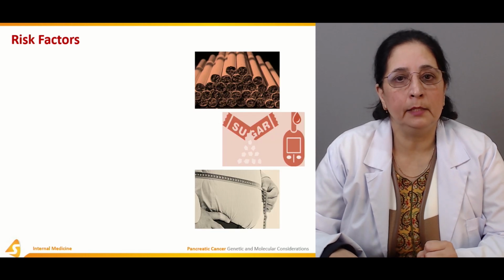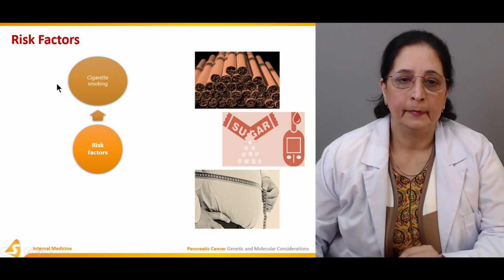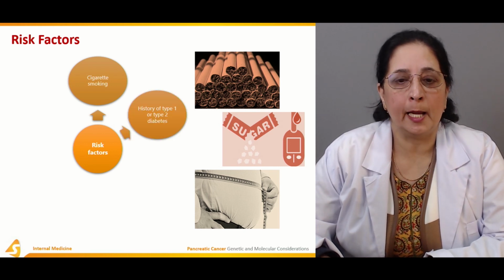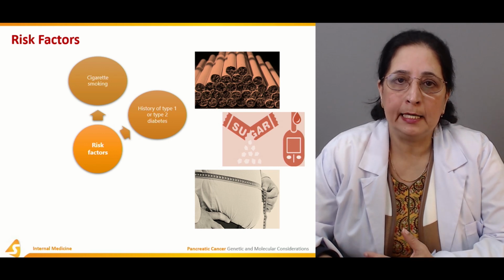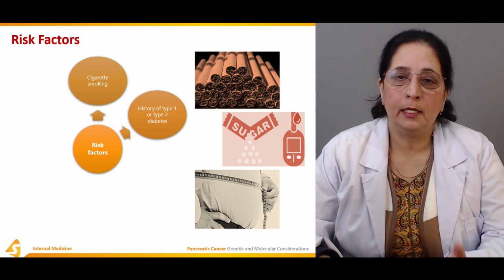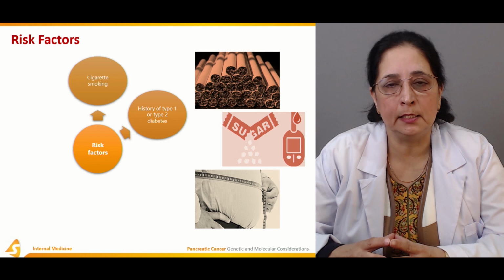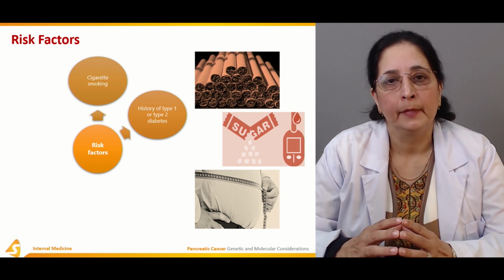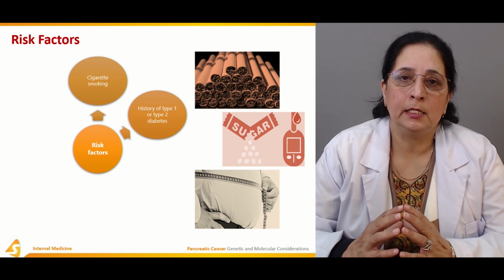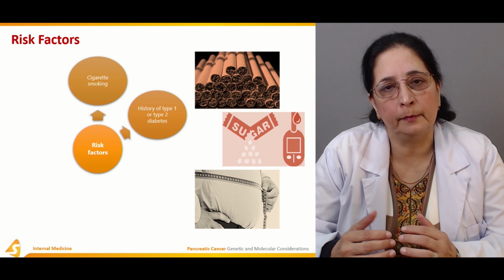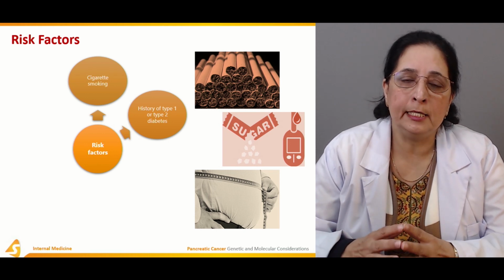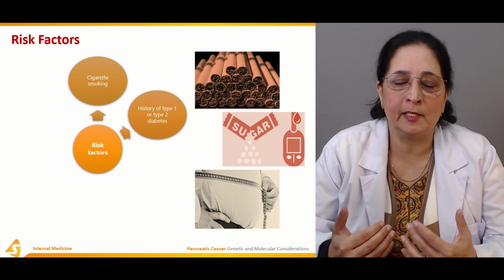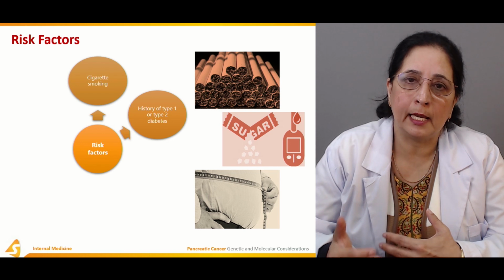So the risk factors for pancreatic cancer: cigarette smoking is one of the factors that can lead to pancreatic cancer. History of type 1 and type 2 diabetes can lead to pancreatic cancer also. Make sure you know that the pancreas is a gland which produces the hormone insulin, which is responsible for the metabolism of blood glucose. And when insulin is not produced in enough amount, or when there is deficiency of insulin, or when there is resistance to insulin, it can cause diabetes mellitus.